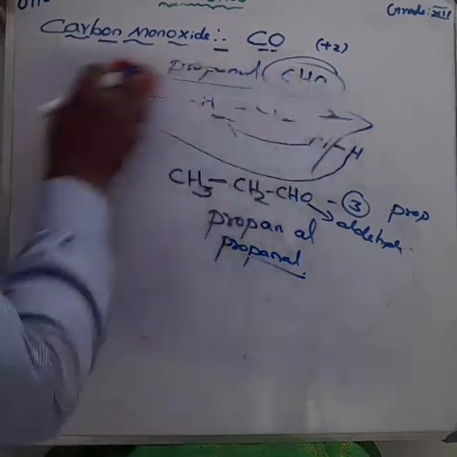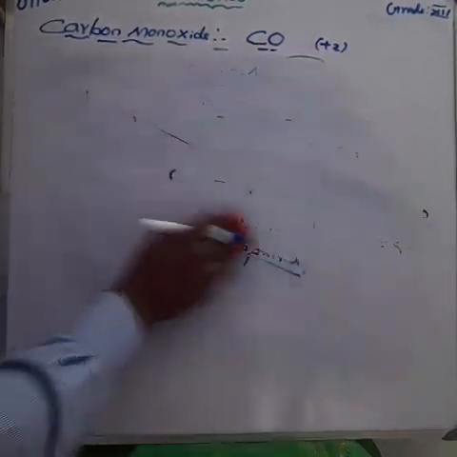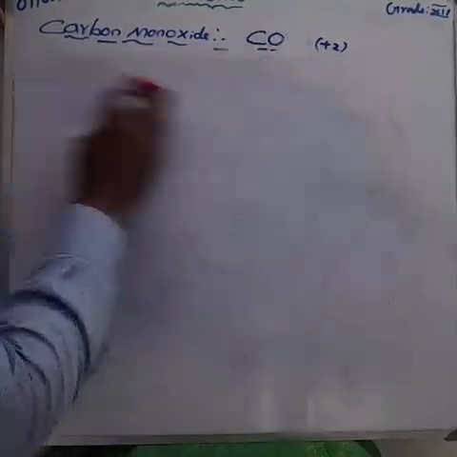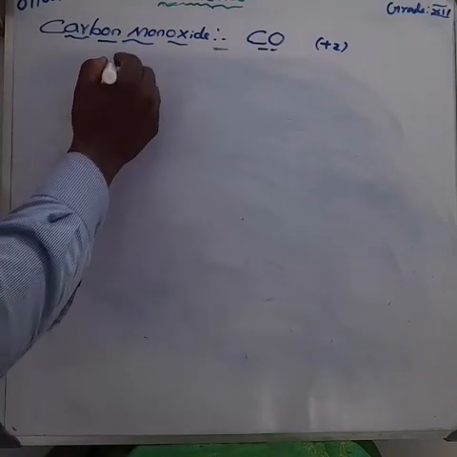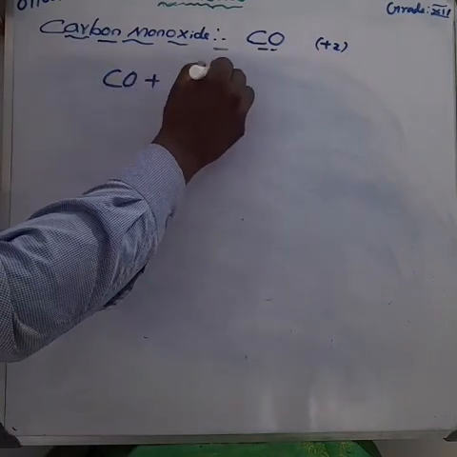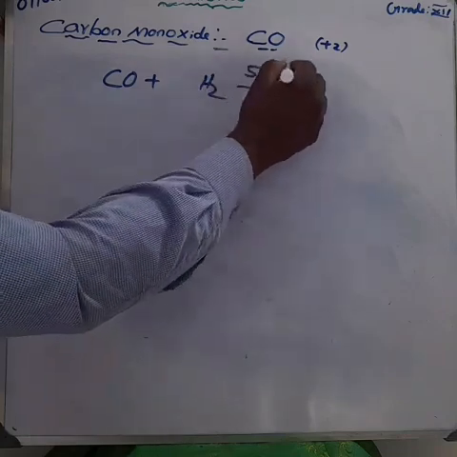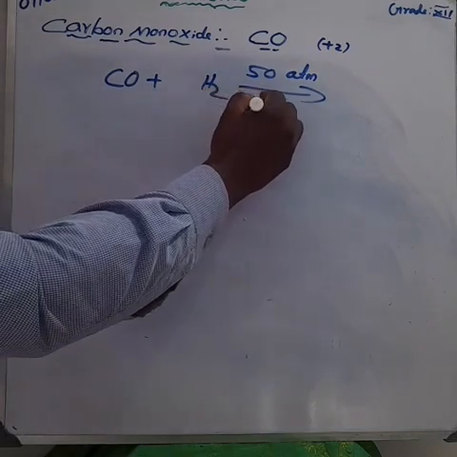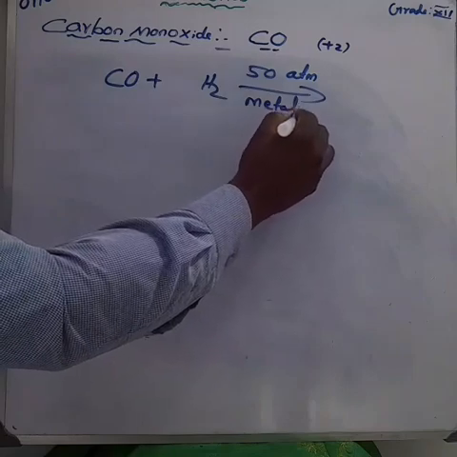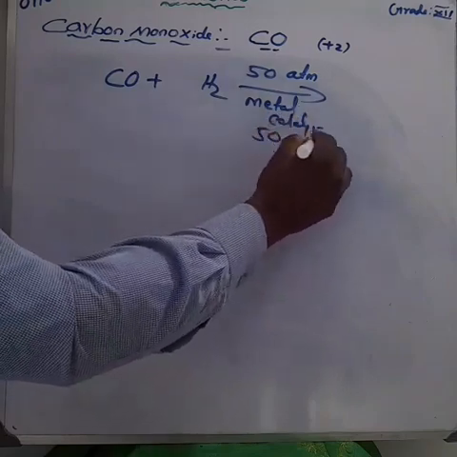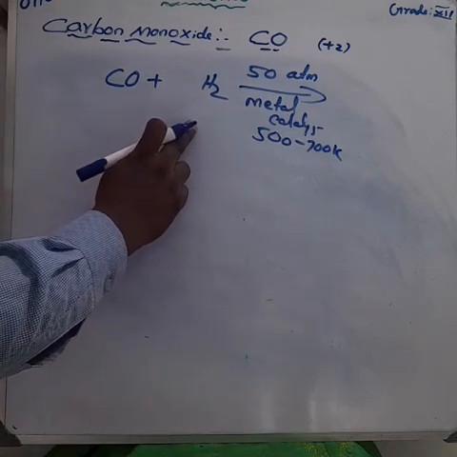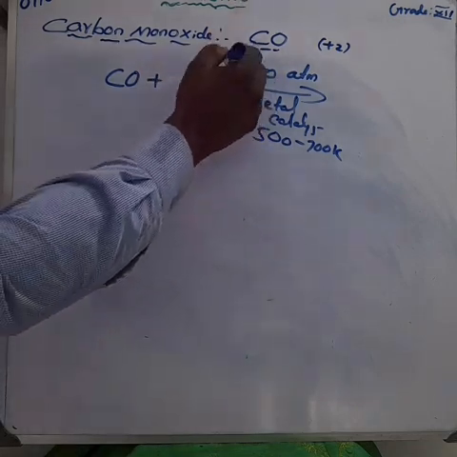Next one is a very important question: Fischer-Tropsch synthesis. Carbon monoxide reacts with hydrogen, and the pressure is less than 50 atmospheric pressure. Here we are using a metal catalyst. The temperature we are applying is 500 to 700 Kelvin. So first, carbon monoxide reacts with hydrogen, and the pressure is less than 50 atmospheres.